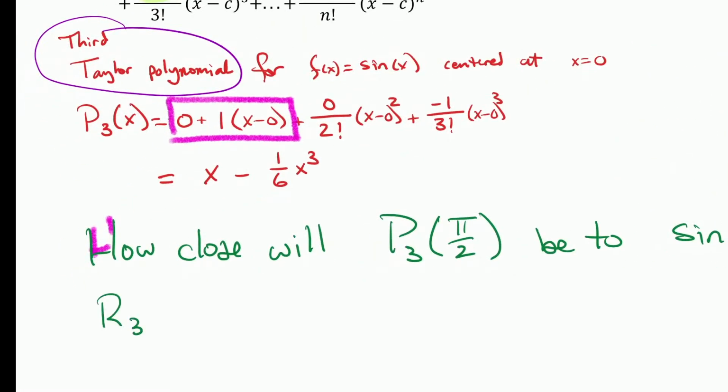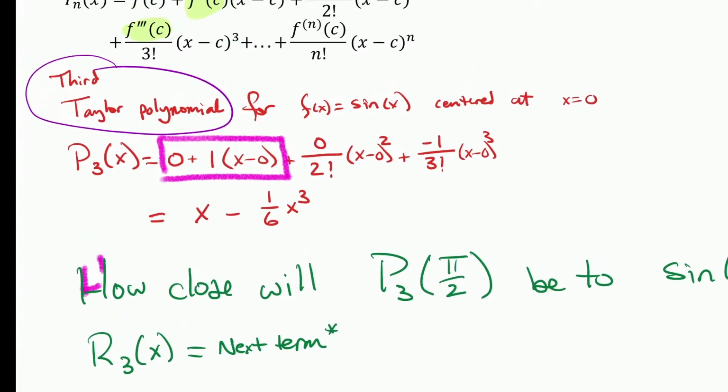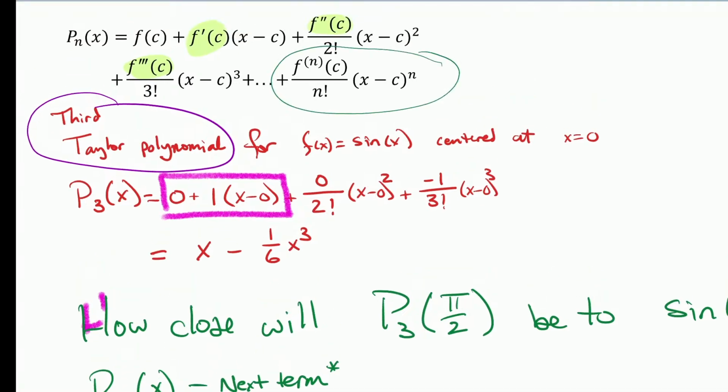The remainder, R3 of x, is equal to the next term, with a little asterisk. I'll explain why. So what do I mean by the next term? Well, if you were to continue, notice here, if you stop at f sub n, then the next term, f n plus 1, over n plus 1 factorial times x minus c to the n plus 1. That's the next term. That's what I mean by the next term.